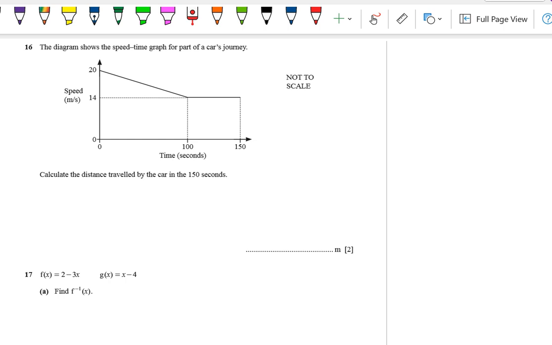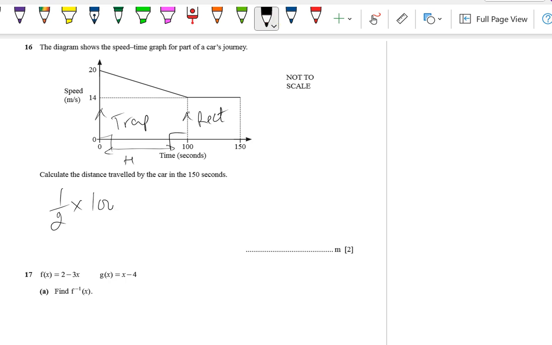Calculate the distance traveled. So you may find the entire area. We have two shapes over here, trapezium and rectangle. 1 by 2 into height. These are the two parallel sides, so this should be the height. Height is always perpendicular to the parallel sides.